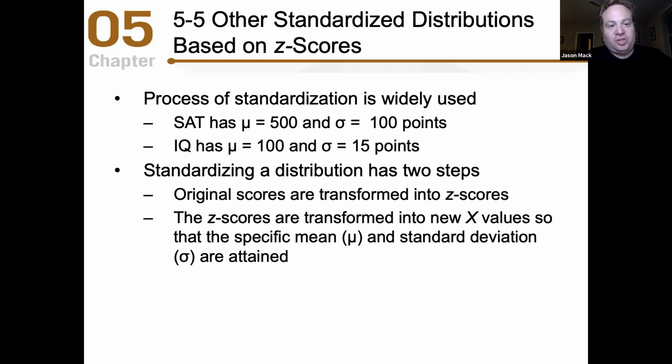Standardizing a distribution has 2 steps. Original scores are transformed to z-scores. The z-scores are transformed into new x values so that the specific mean and standard deviation are attained. Note that the predetermined mean and standard deviation are arbitrary. An IQ test could be rescaled where the average is 50 or 1,000 or 1.